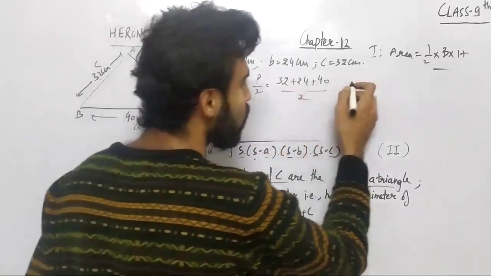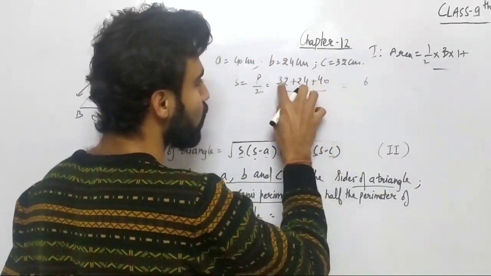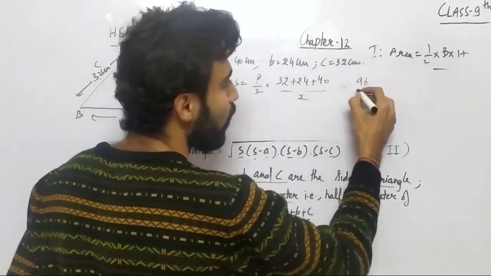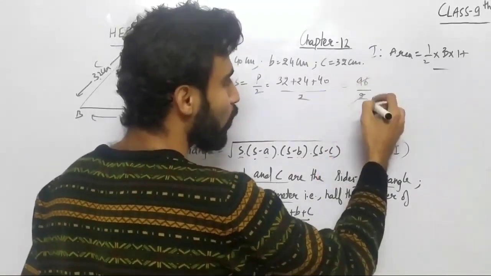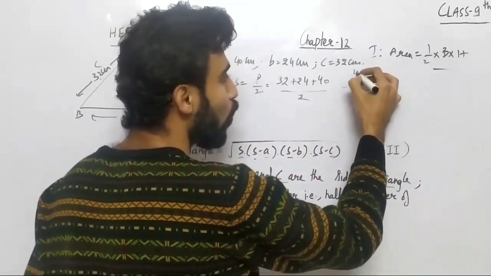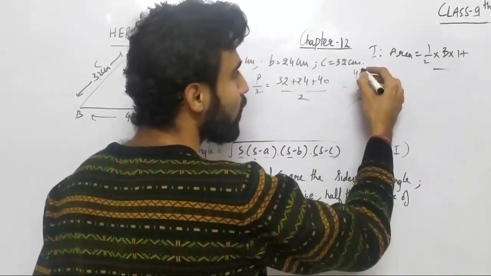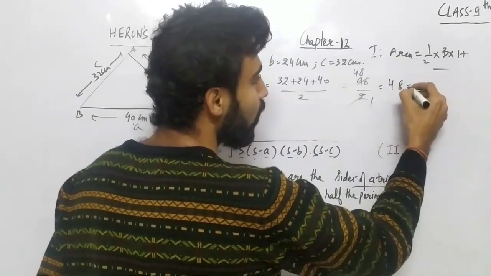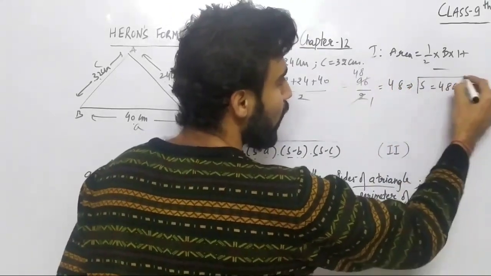So if I just add them, you will see 4 plus 2, that will be 6. Then 6 plus 3, that will be 9. Right? So 96 divided by 2. Let me just cancel them with the table of 2. So 2 1s are 2. Then 9, 2 4s are 8, 1 remaining, that will be 16. So 2 8s are 16. So that will be 48. So here you can see we have got the value of S, which is 48 centimeters.